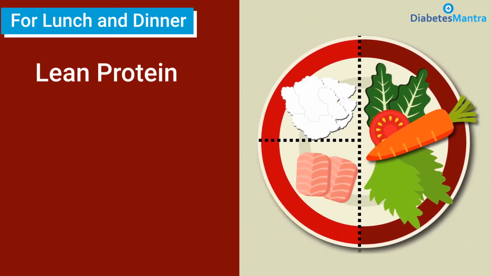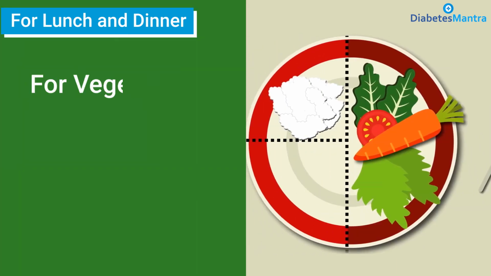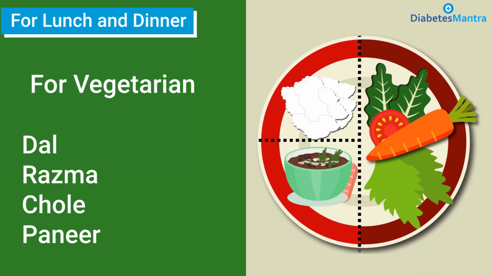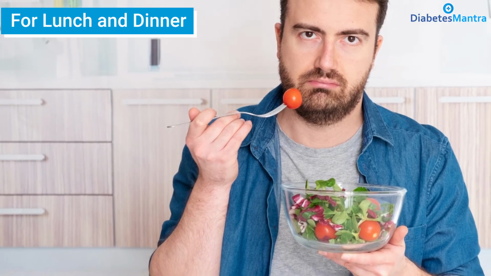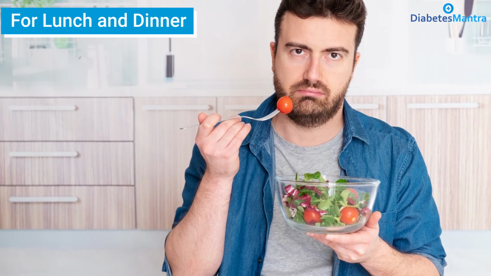Fill 1/4 with lean protein such as chicken, turkey, beans, tofu or eggs, and if you are a vegetarian, you can include pulses like dal, rajma, chole, and paneer. But you should remember that quantity is the key. Do not eat anything more than required.